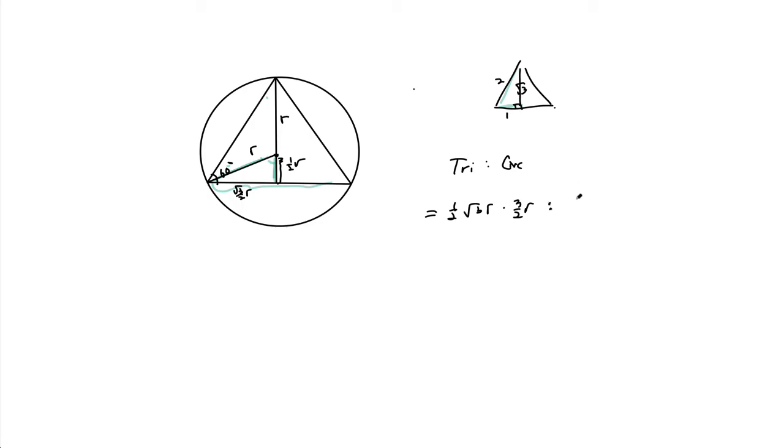To the ratio of pi r squared, okay? So you get 3 times 3 √3 over 4 r squared to the ratio of pi r squared. Divide both sides of the ratio by r squared. Okay, you can make it look a little bit nicer by multiplying both sides by 4.